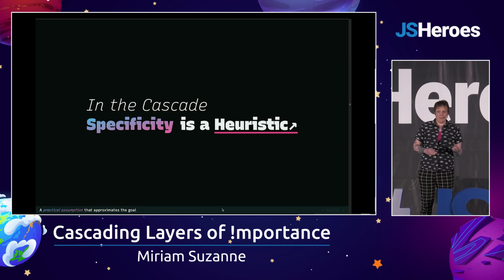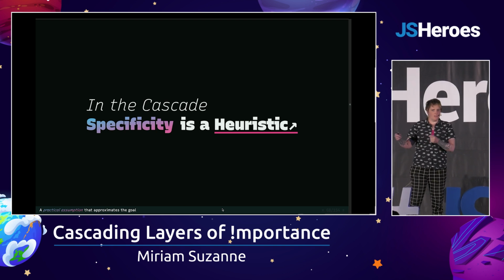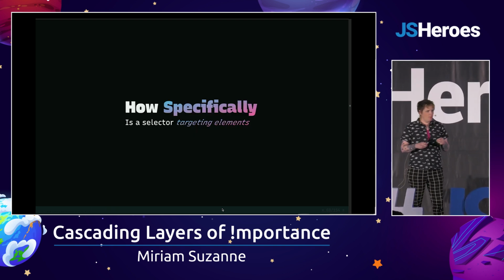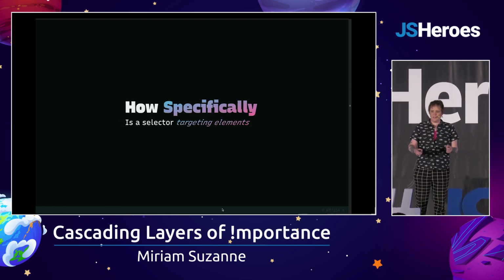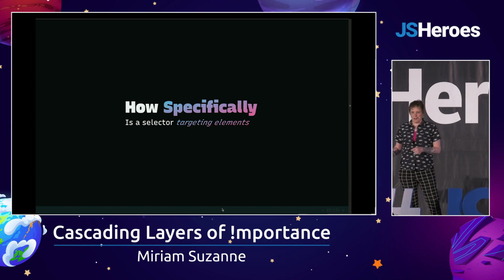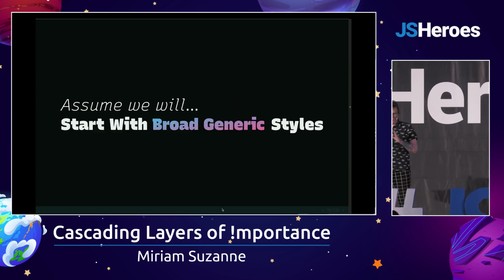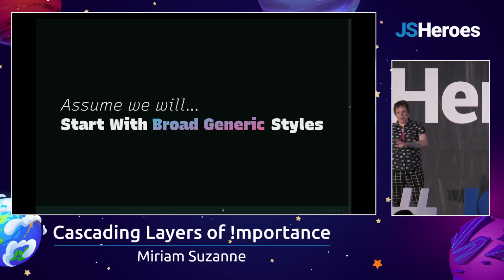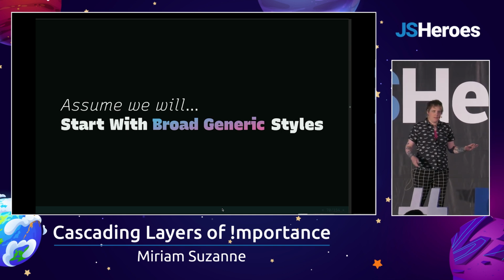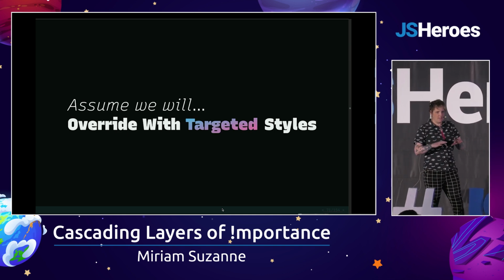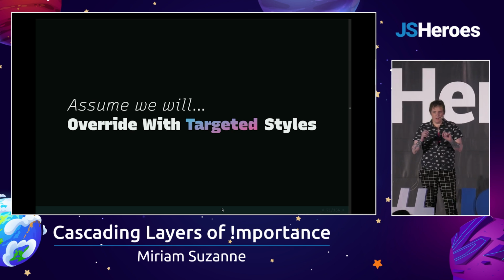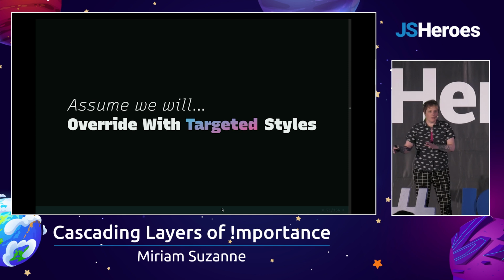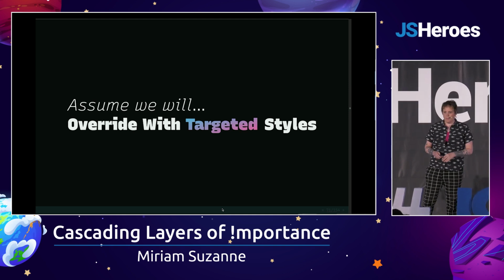and adds specificity. And specificity isn't the point of a selector. It's just this heuristic assumption attached to it. We're looking at how specifically is a selector targeting elements. And we sort of assume that we're going to start with broad, generic styles, and then later we're going to come along with more specific styles. We're going to paint in a broad brush, and then we're going to come in and do the details later. And so we want those targeted styles to override our broad styles.